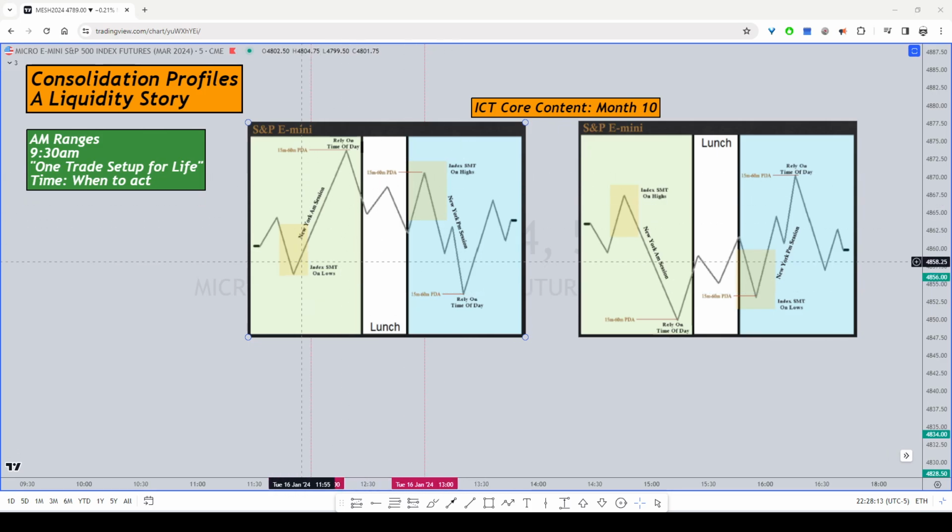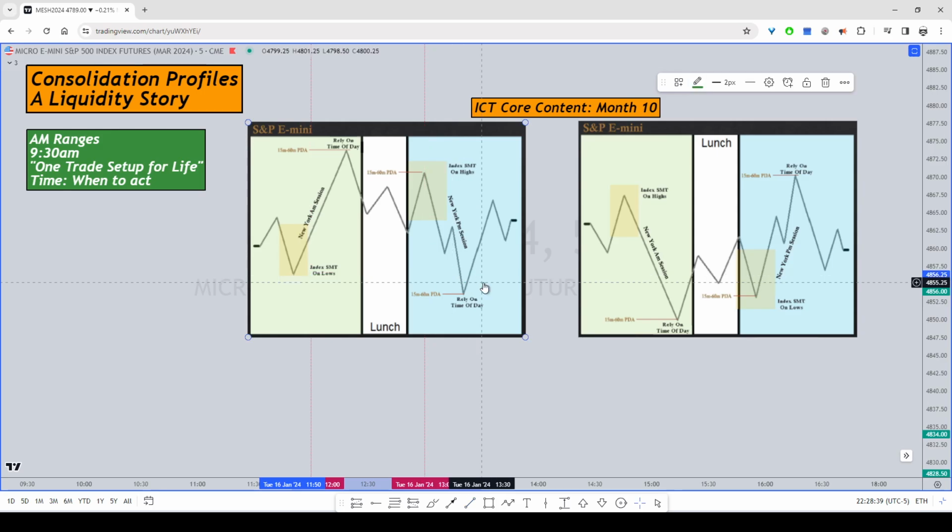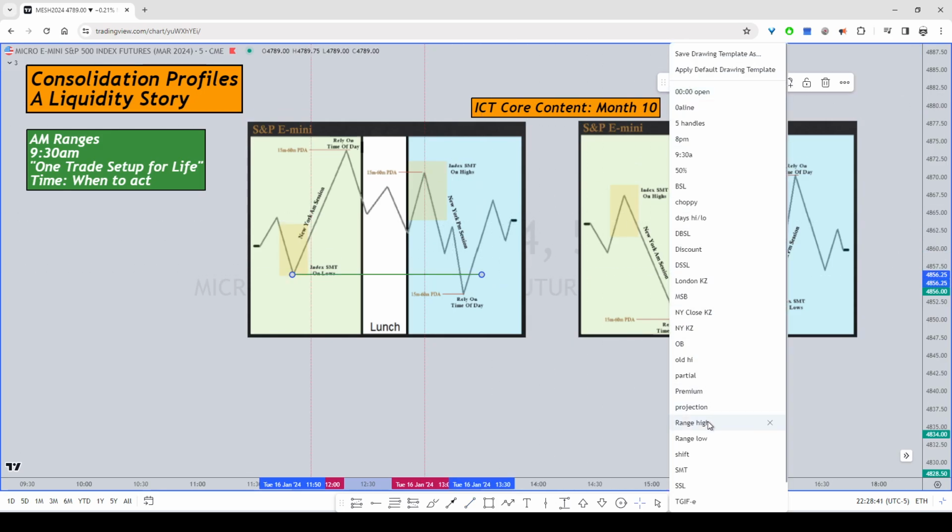And you should see a story of liquidity where ranges are made, internal ranges are made, external ranges are broken, and price will continue to trend in and around one specific price level for the indices market. So AM ranges will define PM setups.